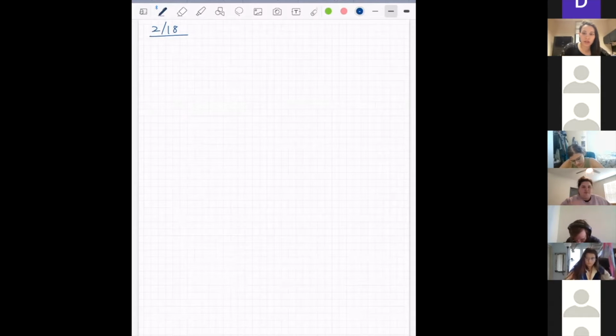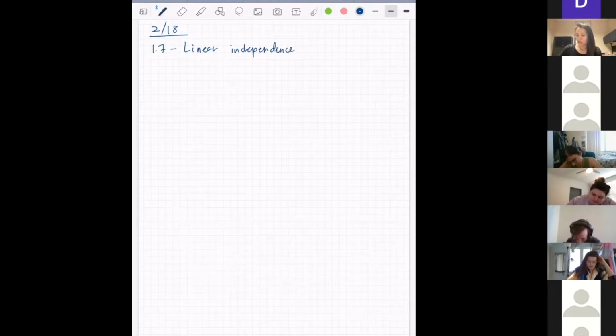Let's see. We are finishing up with 1.7, which is linear independence. So we went over the definition of linear independence. This is a property of a set of vectors. So let's just go over the definition just to refresh our minds.